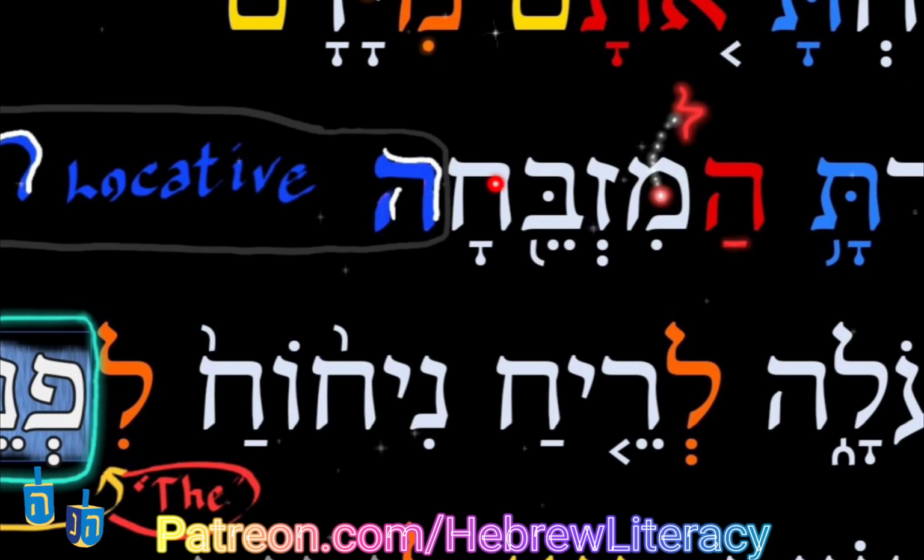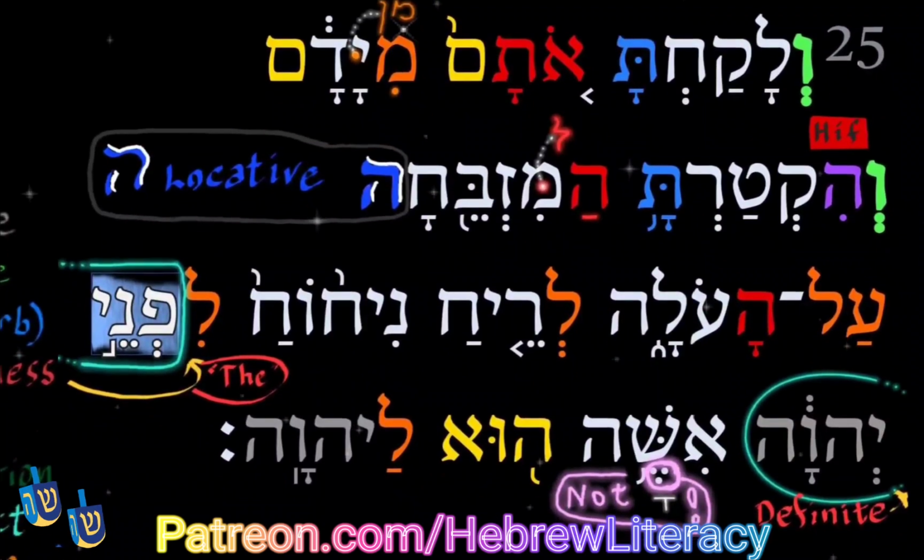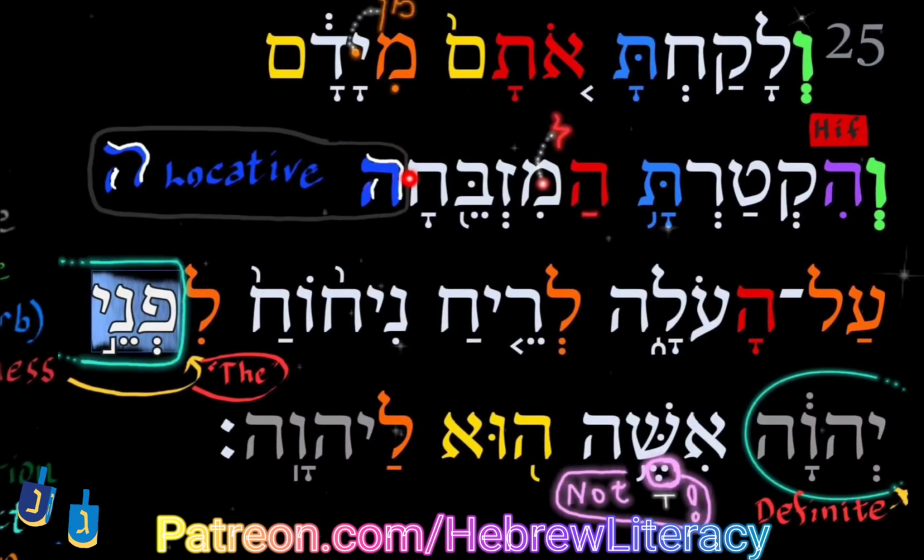So the mizbe'ach, the altar, and then look at the end here, we've got a hey locative. There's a hey at the end. This is like "ward," W-A-R-D in English, like homeward. So mizbe'ach is altar, but mizbe'cha is "altarward." So towards altar. So ham mizbe'cha, altarward. So towards the altar.